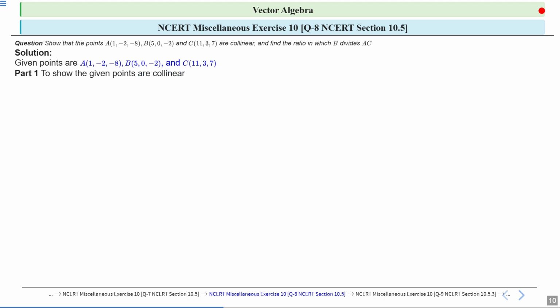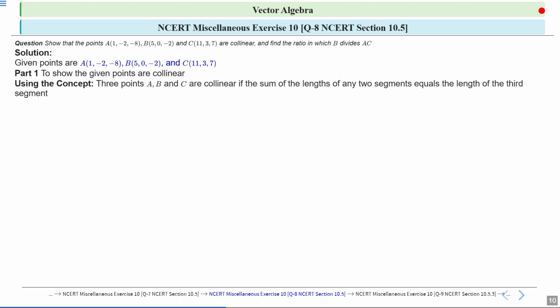So part 1, to show that the given points are collinear. Using the concept, 3 points A, B and C are collinear if the sum of the lengths of any two segments equals the length of the third segment, okay? For example, if B lies between A and C, then magnitude of AC will be equal to magnitude of AB plus magnitude of BC.